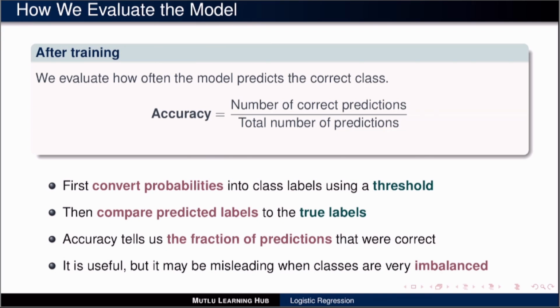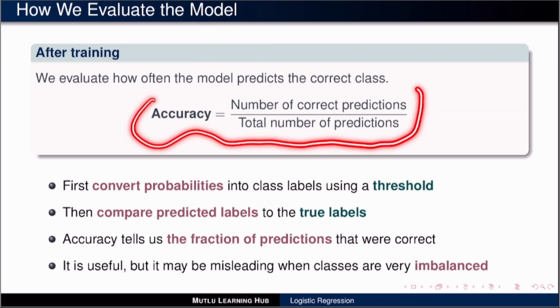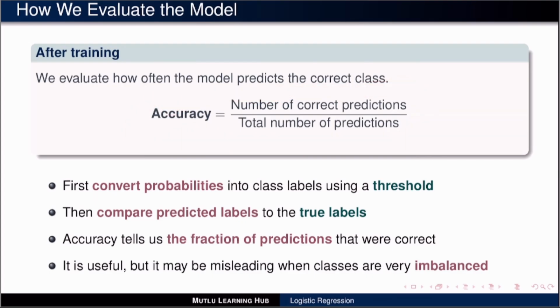Once the model is trained, we evaluate it. A simple metric is accuracy, the fraction of correct predictions. To compute it, we first convert probabilities into class labels, then compare them with the true labels. But keep in mind, accuracy can be misleading when the classes are imbalanced.